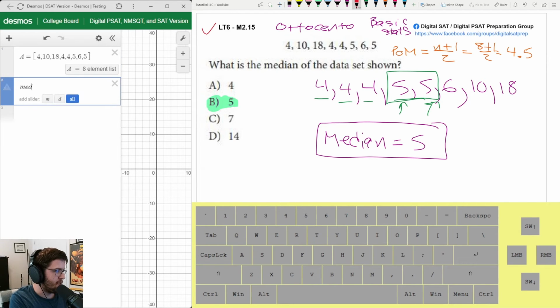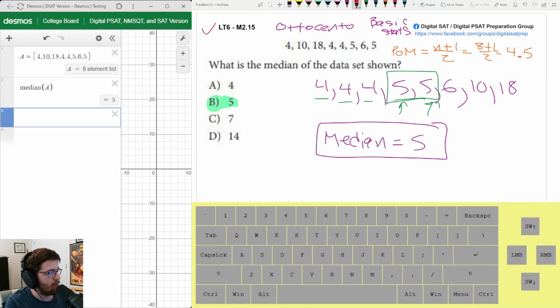And then you could do median of A. You could also just type it all in one go, but I think this makes it a little bit easier to look at. Also, what if you had to find the mean as well? Then you could type in mean of A. So it tells me 5. Great, let's keep going.